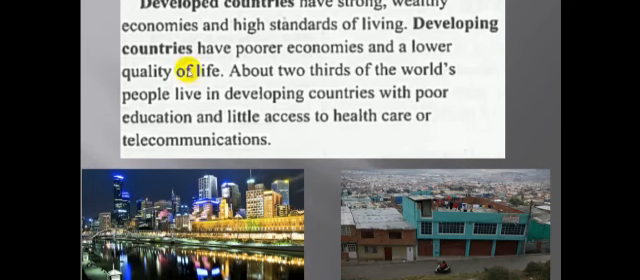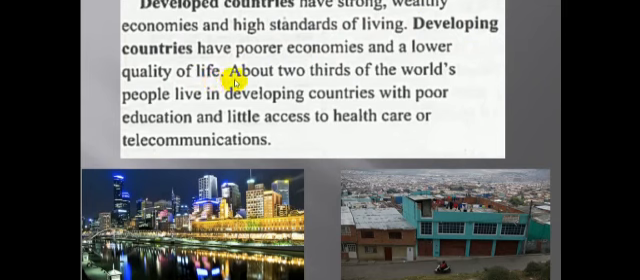Developed countries have strong, wealthy economies and a high standard of living. It means they have technology. They are advanced in everything: in housing, jobs, living, buildings, and everything. But developing countries have poor economies and a lower quality of life.